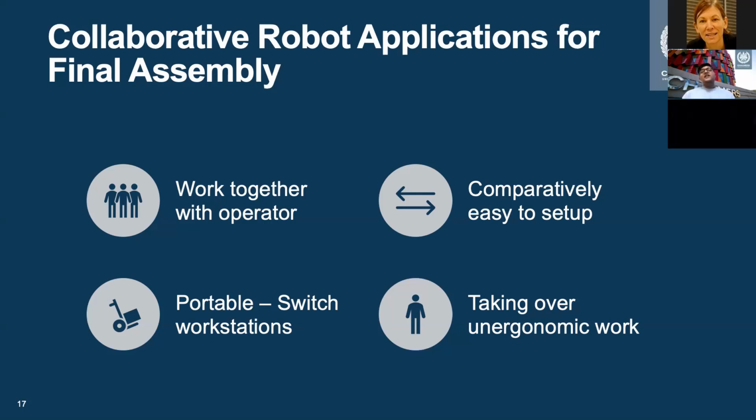And they can take over easy and unergonomic tasks. They can take over unergonomic work from operators, such as pick and place. So that frees up the operator. And remember that the operator is the most flexible resource in final assembly. So if you free up the operator, you already increase the operational flexibility of your system, because the operator can do something else without spending time doing something unergonomic.